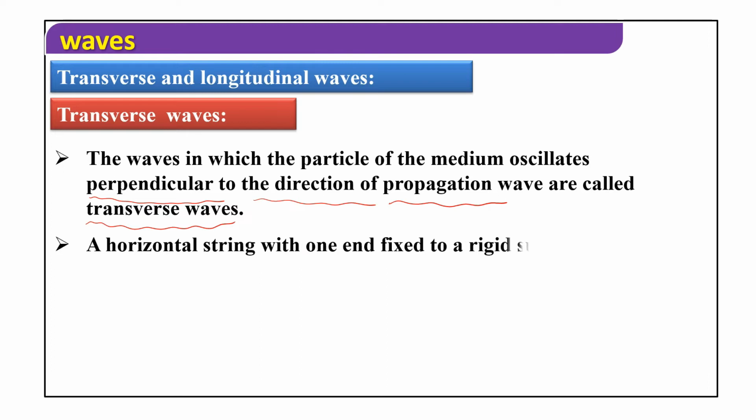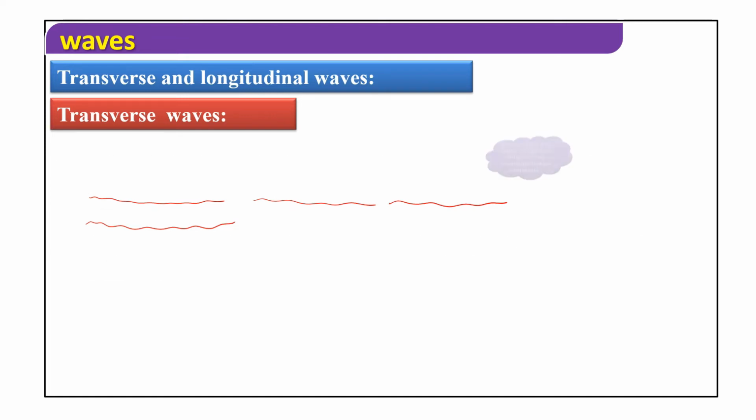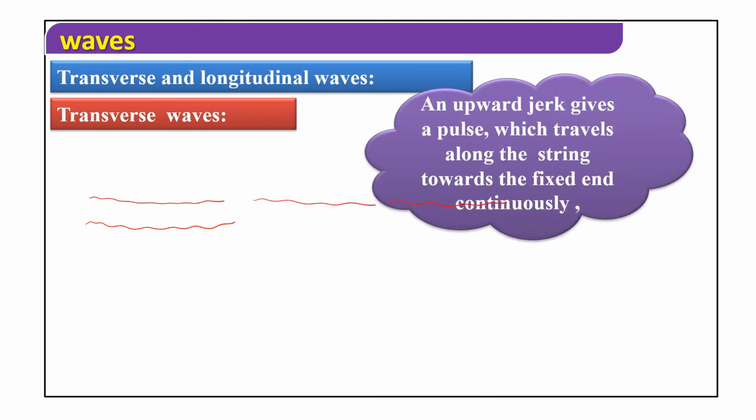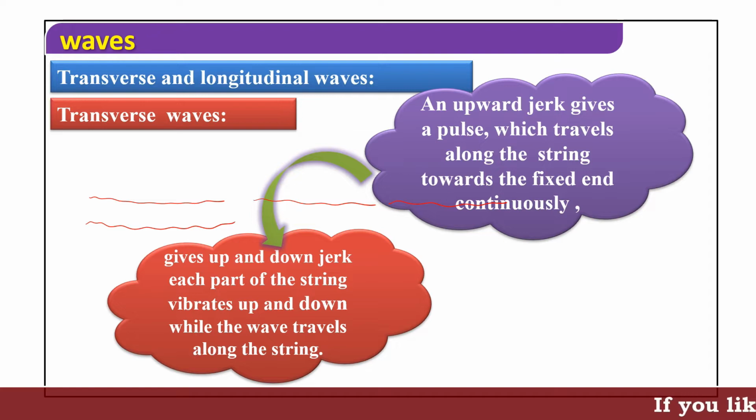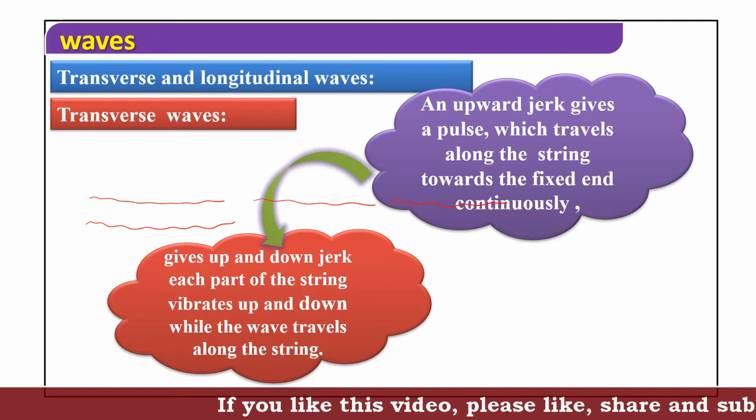Consider a horizontal string with one end fixed to a rigid support and the other end held in the hand. An upward jerk gives a pulse which travels along the string toward the fixed end. If we give continuous up and down jerks, each part of the string vibrates up and down while the wave travels along the string.